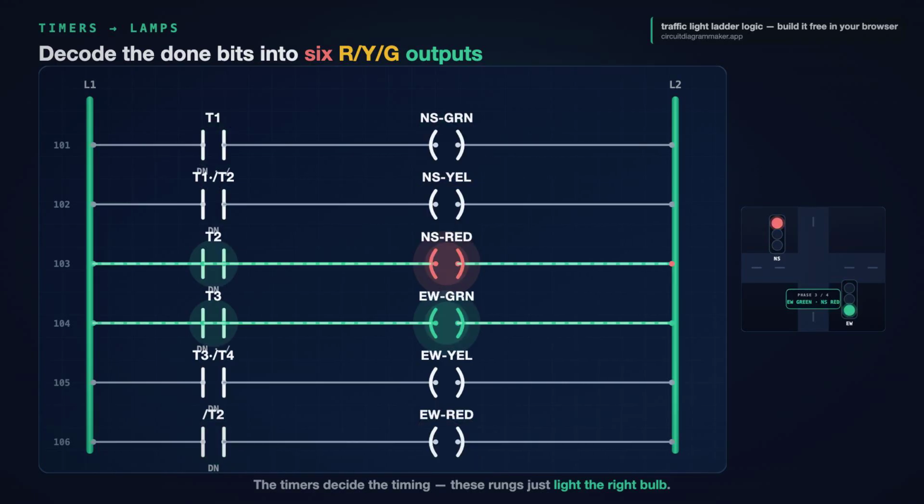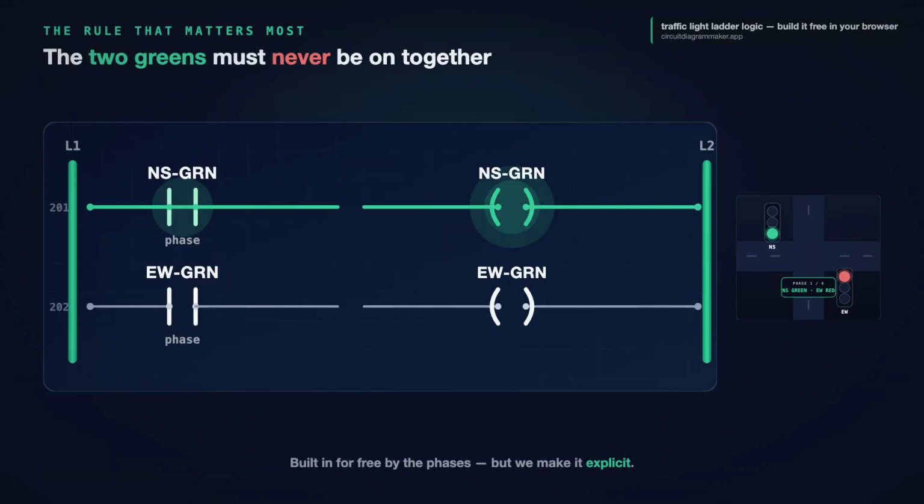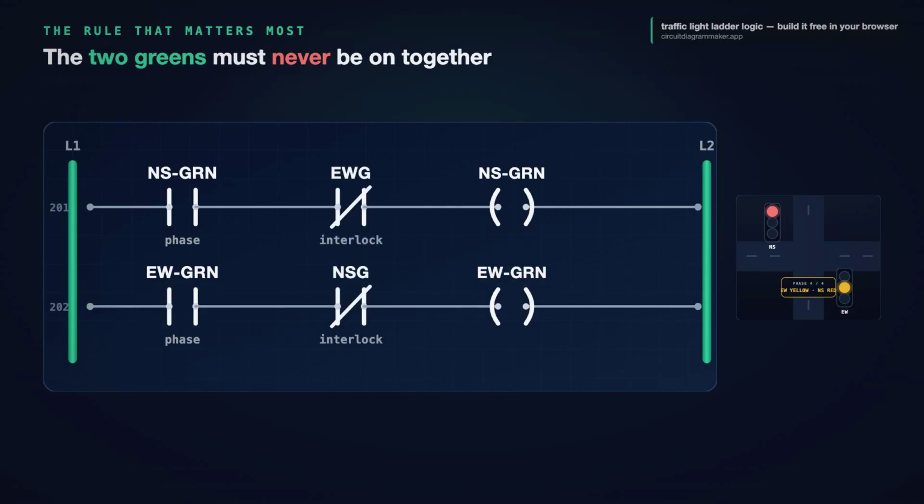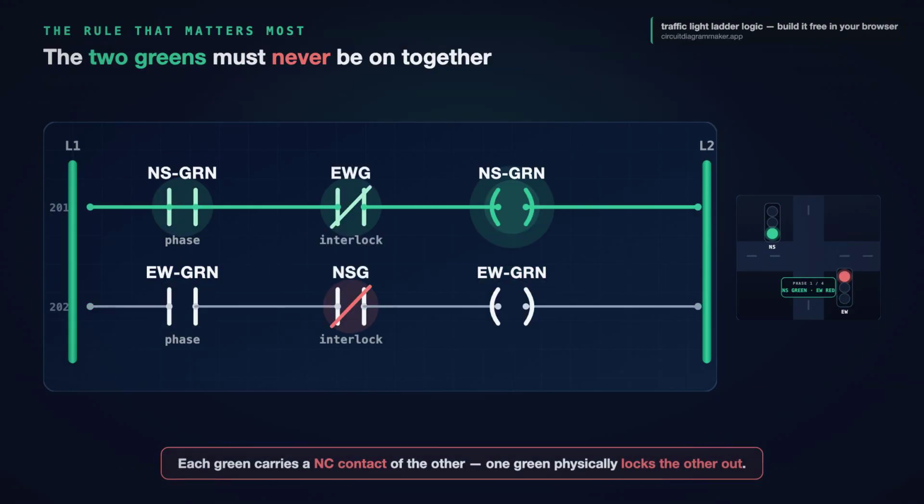Now here is the rule that matters more than any other at a real intersection. The two greens must never be lit at the same time. Ever. That is the cross-street interlock. In our program, it is actually built in for free. North-south green only exists in phase 1, east-west green only in phase 3, and a timer can only ever be in one phase at a time.